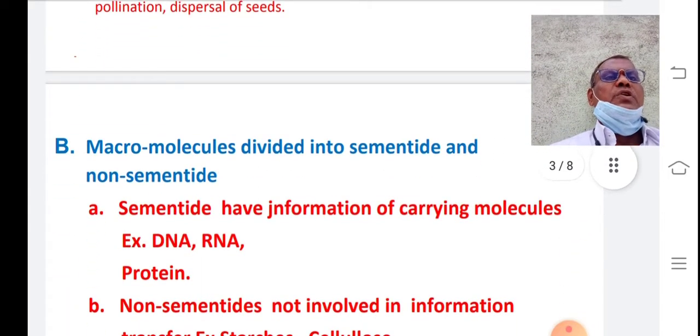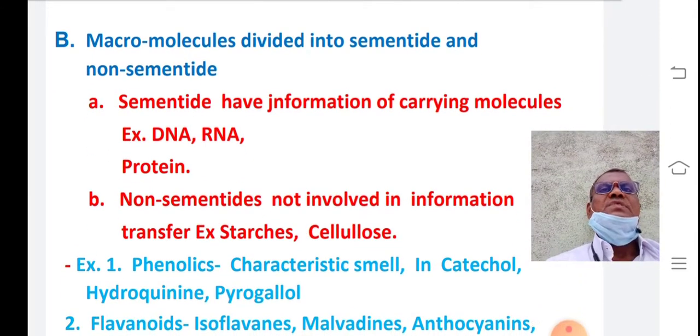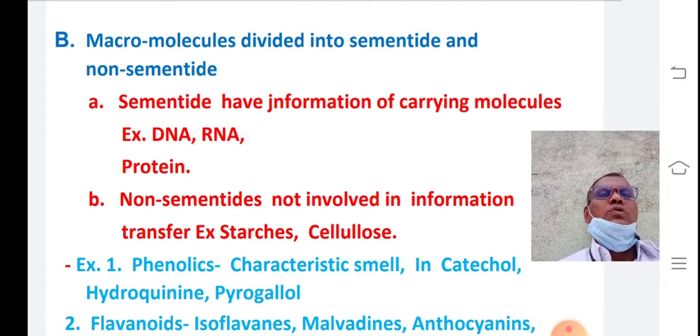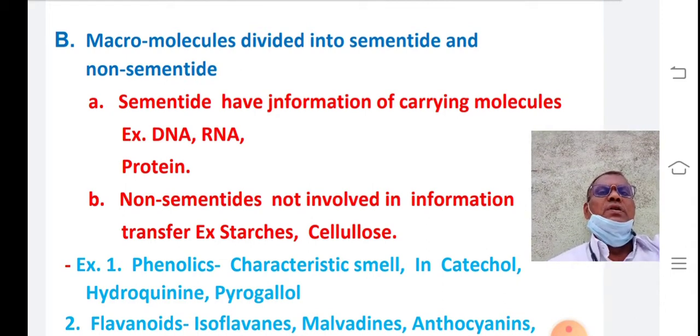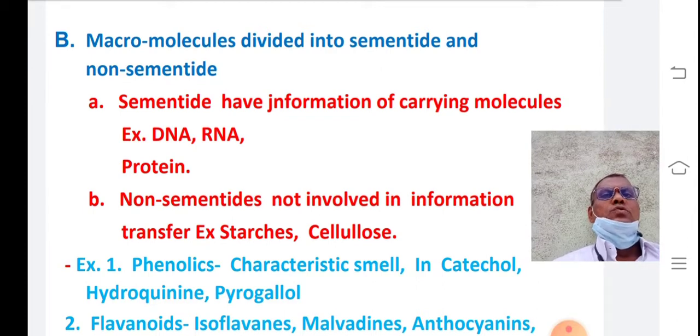Next important point: as you are knowing, the macromolecules are divided into semantide and non-semantide. We have seen the micromolecules in primary and secondary. Now these macromolecules, semantide means those carrying information, for example DNA and RNA and the protein, and non-semantide not involved in the information transfer, for example starch and the cellulose. So these are the major two types.